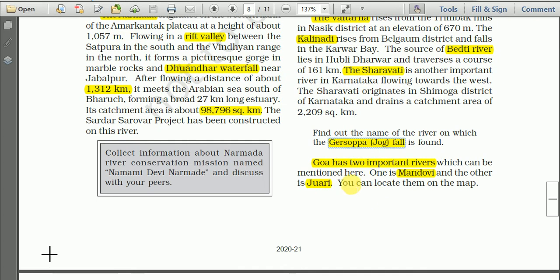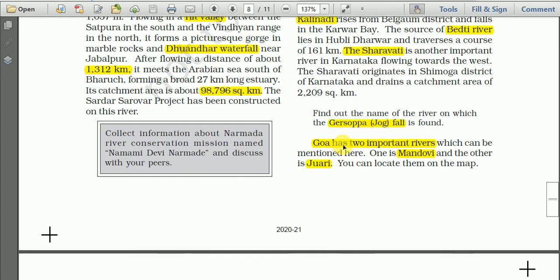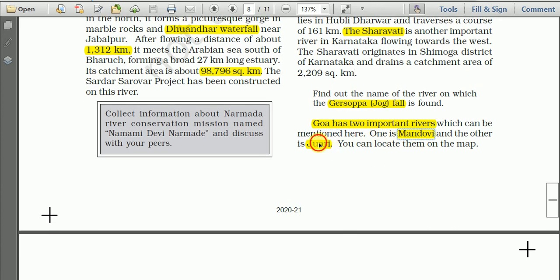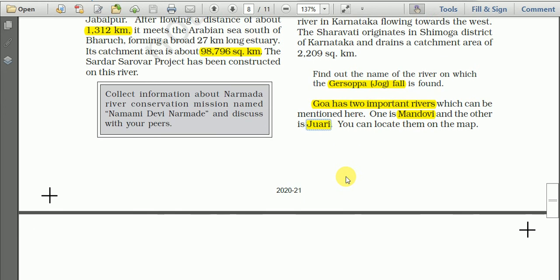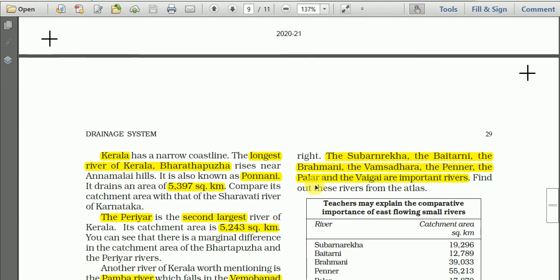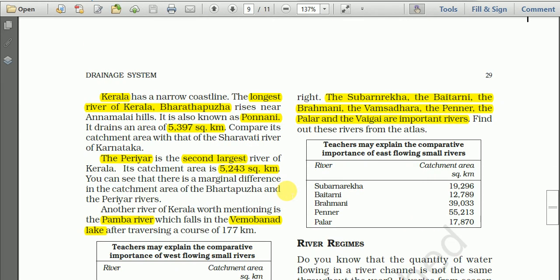So let us continue. Goa has two important rivers which can be mentioned here. One is the Mandovi and another one is the Zuari. You can look at them on the map. Goa is a very small state.